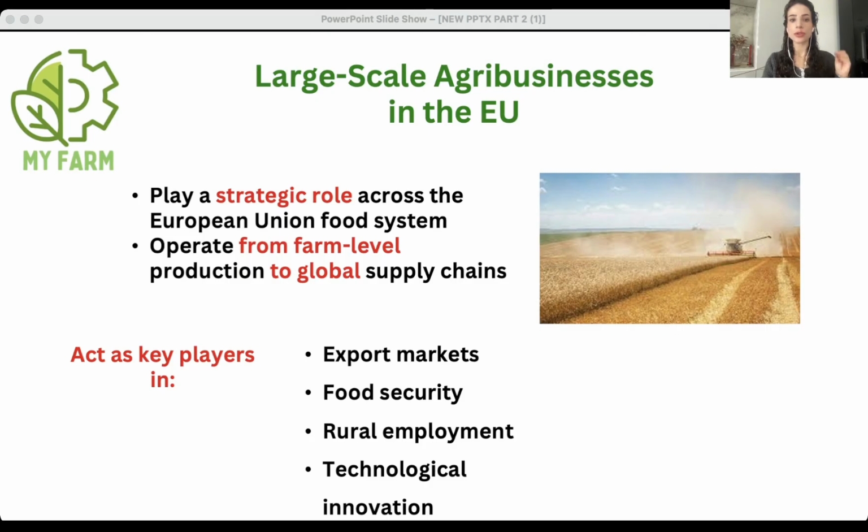It's important to note that across the European Union, large-scale agribusinesses play a strategic role in national and international food systems. Their influence extends from farm-level operations to global supply chains, where they act as key players in areas such as export markets, food security, rural employment, and technological innovation.